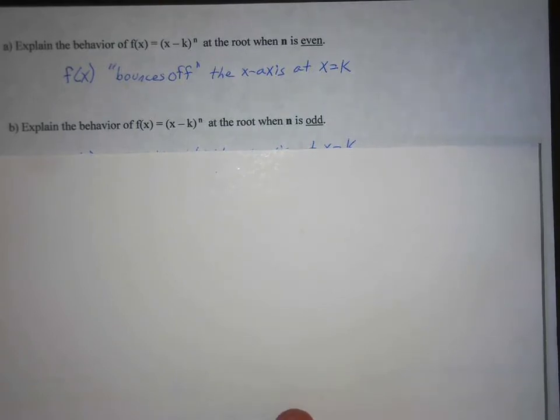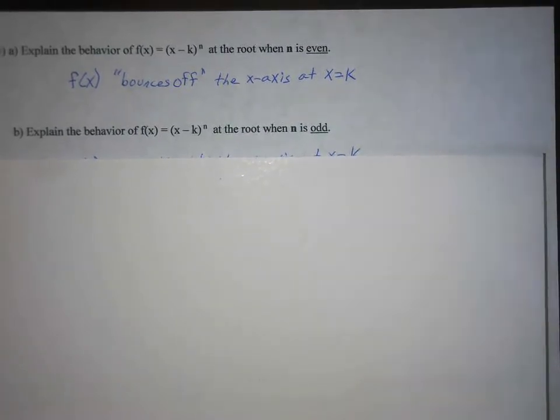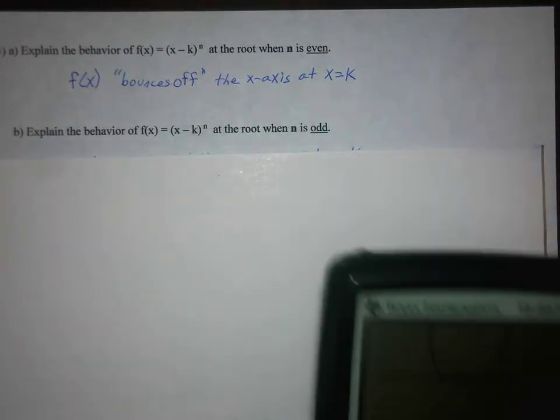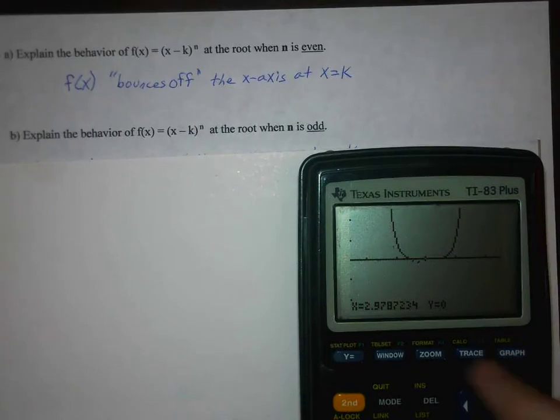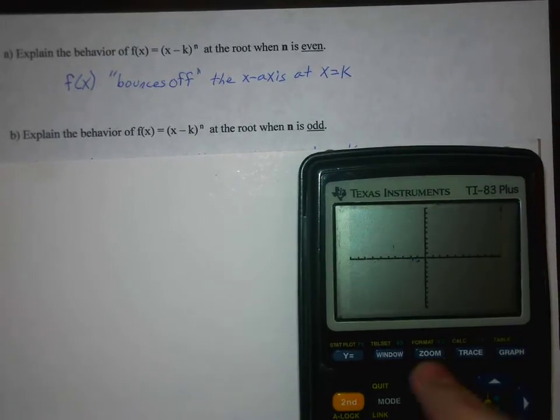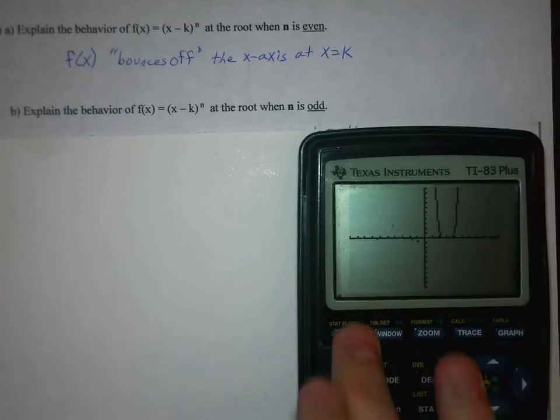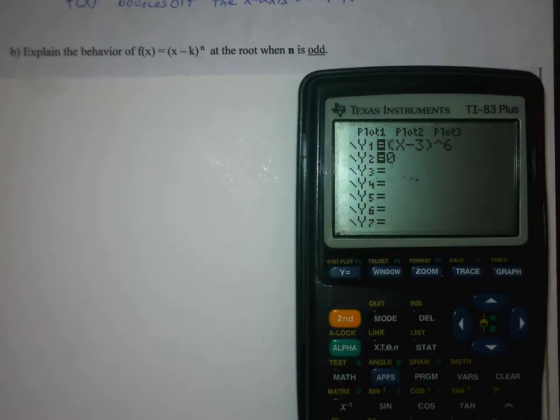And you can graph more functions like that if you want, as long as the exponent is even. What happens when the n value is odd? Okay, well, let me go back to zoom 6. So there's our standard window. Let me put in y equals x minus 3 to the 5th.